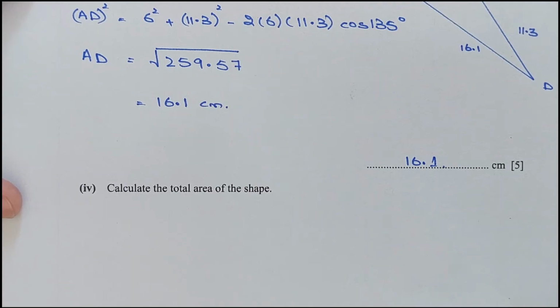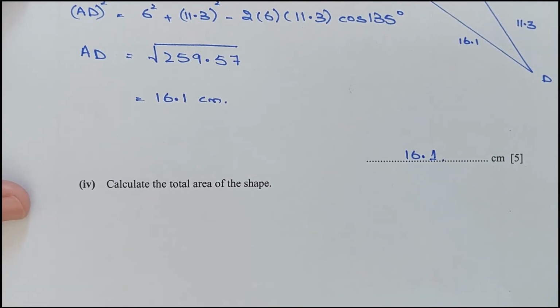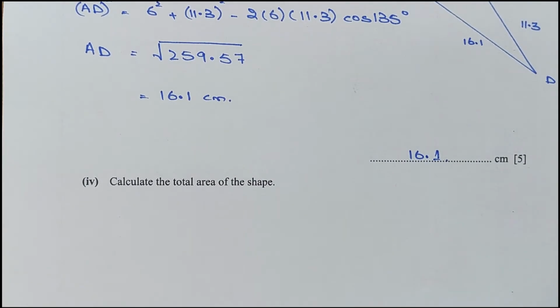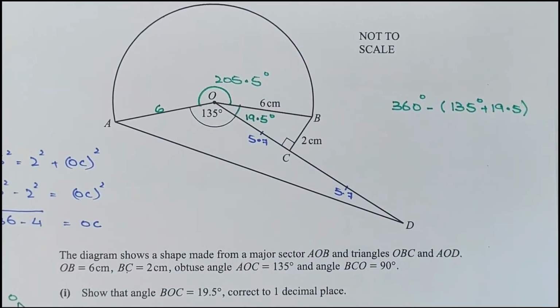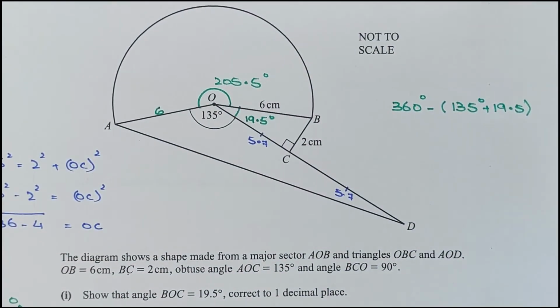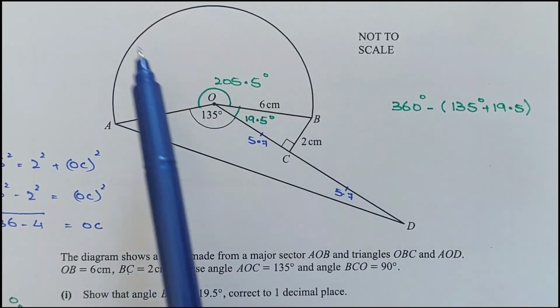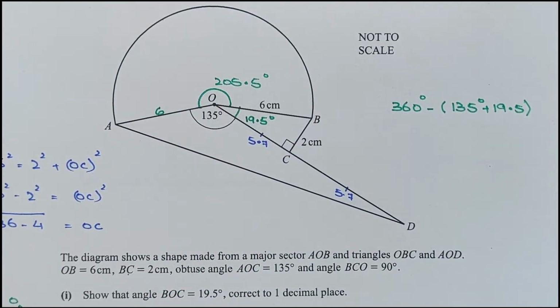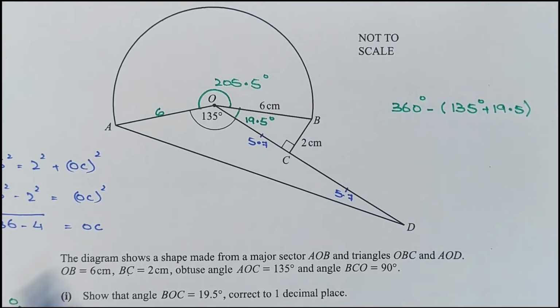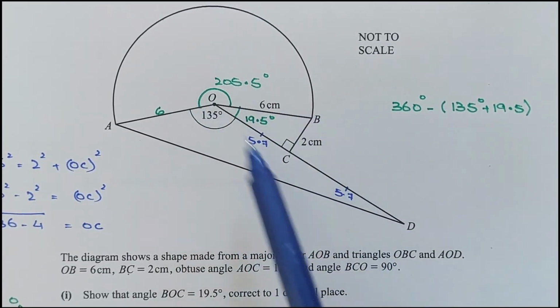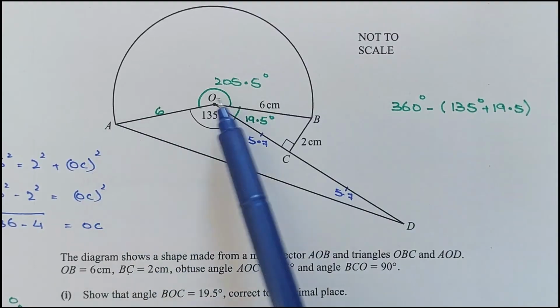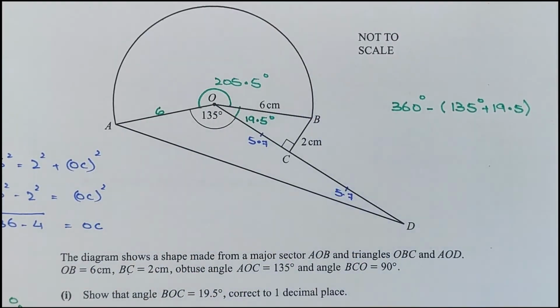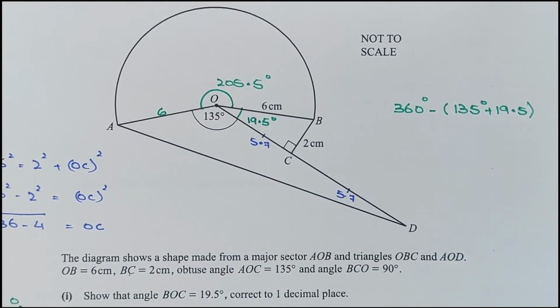Part 4, calculate the total area of the shape. The total shape is basically a sector of a circle and two triangles. So we have to find the area of the two triangles, OCB and OAD, and the sector area, and then add them up. You will get the total area.